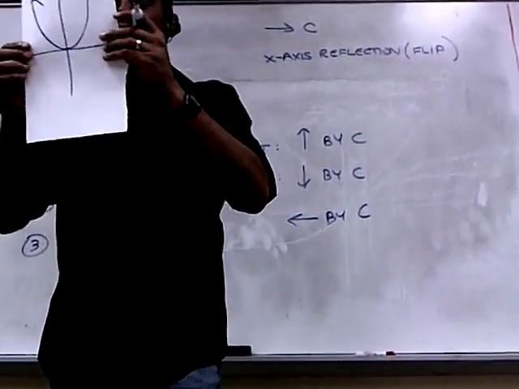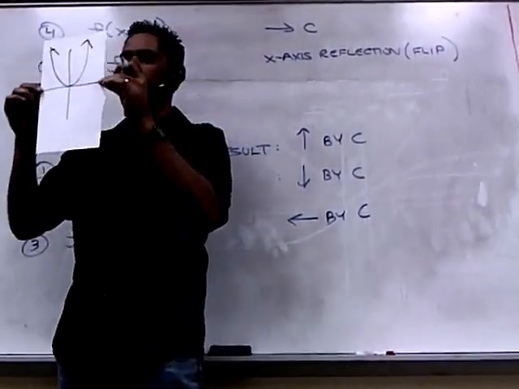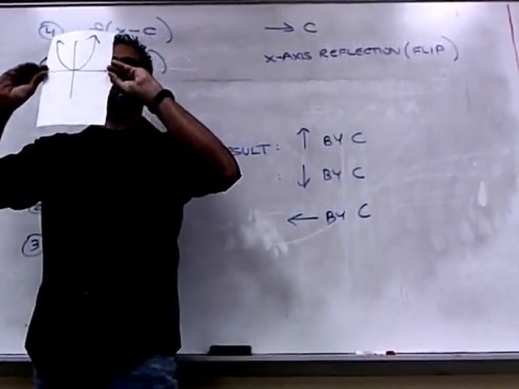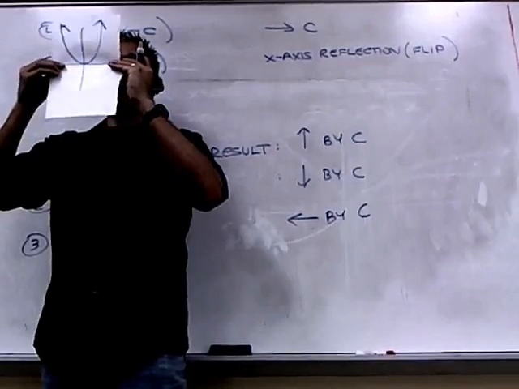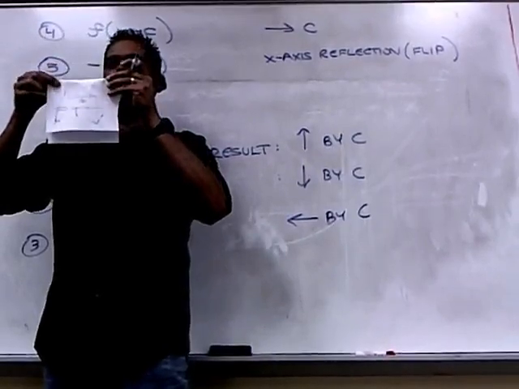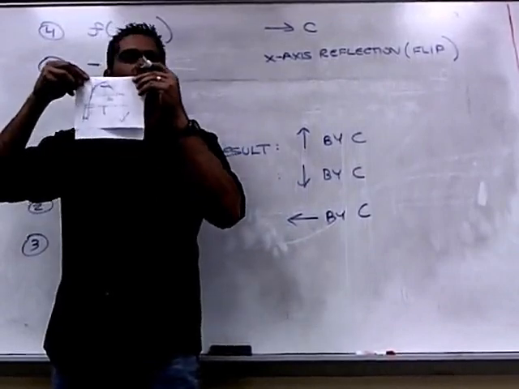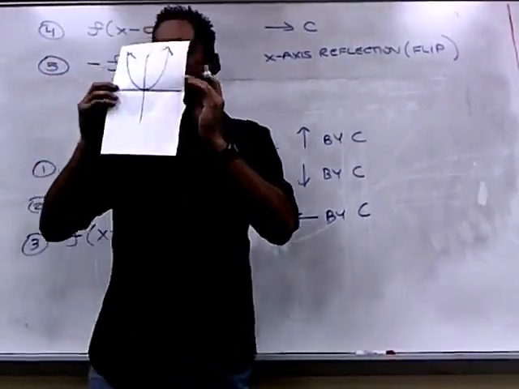So if this is what function? The squaring function, right? If I put a negative in front of it, what it's going to do is reflect it down. So it'll reflect it over the x-axis like this. And so now it looks like this, down instead of up. Okay? That's what it'll be.